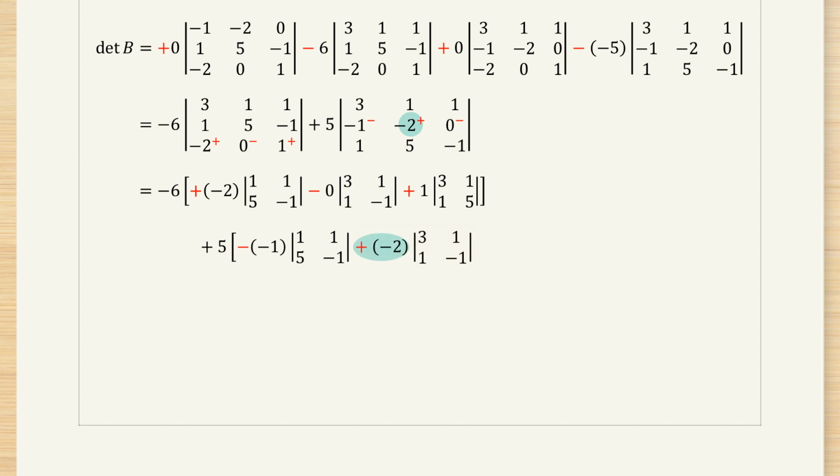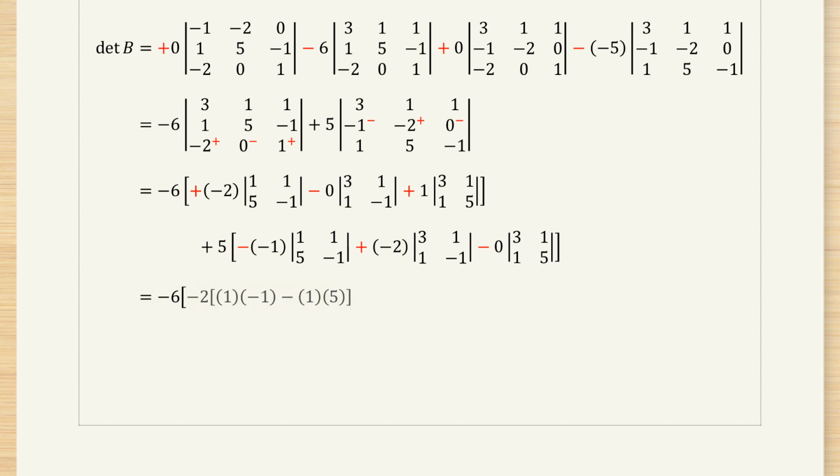Plus -2, cross off the row and column that has the -2, get the determinant of that. And we have a 0. It's a -0, but it doesn't really matter because it's a 0. Now we compute these 2 by 2 determinants, remember AD minus BC. It's really important to use brackets here to organize what's multiplying with what.